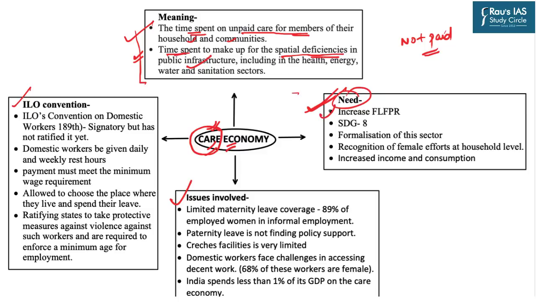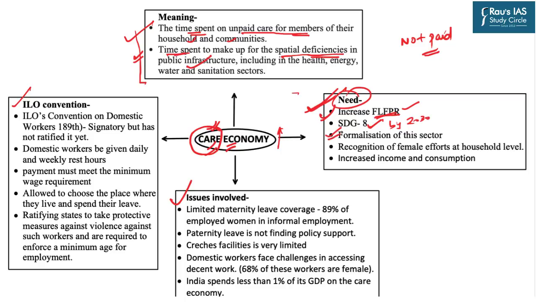First of all, it is one of the important tools to increase the female labor force participation rate. Because studies suggest that whether it is the formal sector or the informal sector, the highest proportion of care economy workers is women. So if you are boosting your care economy, if you are formalizing your care economy, it will have a direct bearing on the female labor force participation rate. Second, it can be helpful to achieve Sustainable Development Goal number 8 by 2030.